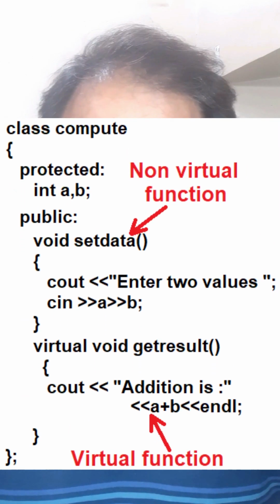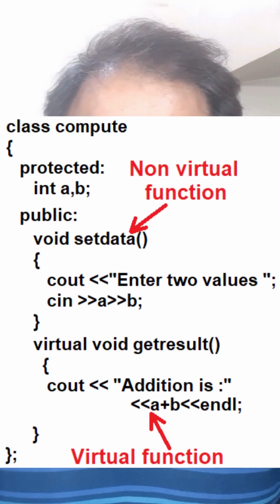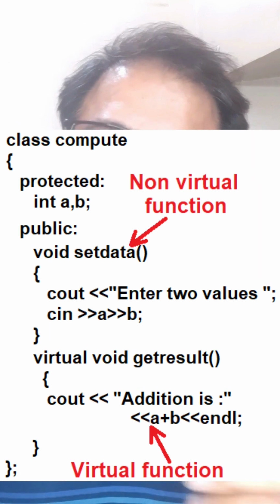It has two methods. One is set data and another is get result. Set data is a non-virtual function. It asks the user to enter certain values. And get result is a virtual function that adds the two values, right?